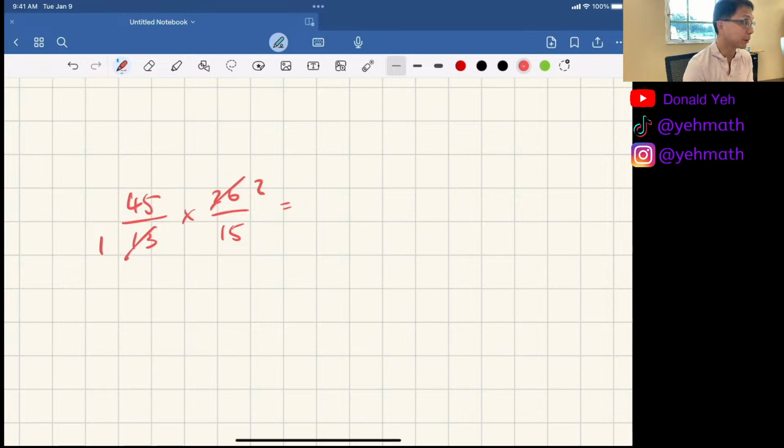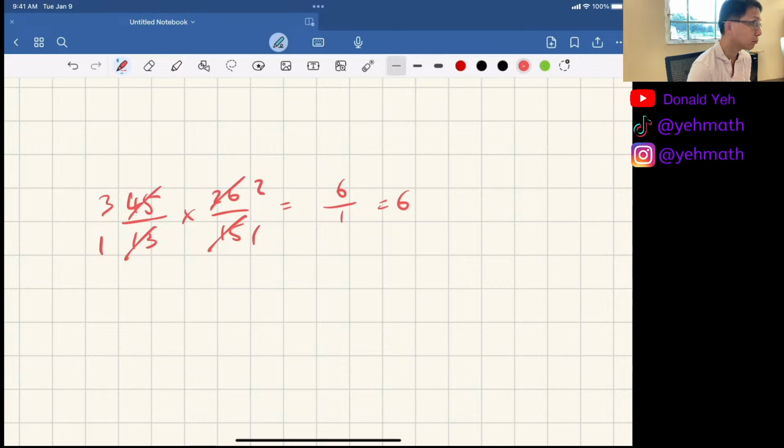Now you have to be better with numbers because you don't get to use a calculator. So you got to figure out how to do things faster. You have to look at the common factor. 15 and 45, they are divisible by 15. This is going to be 1. This is going to be 3. The answer is 3 times 2 is 6 over 1. That's equal to 6. Done.